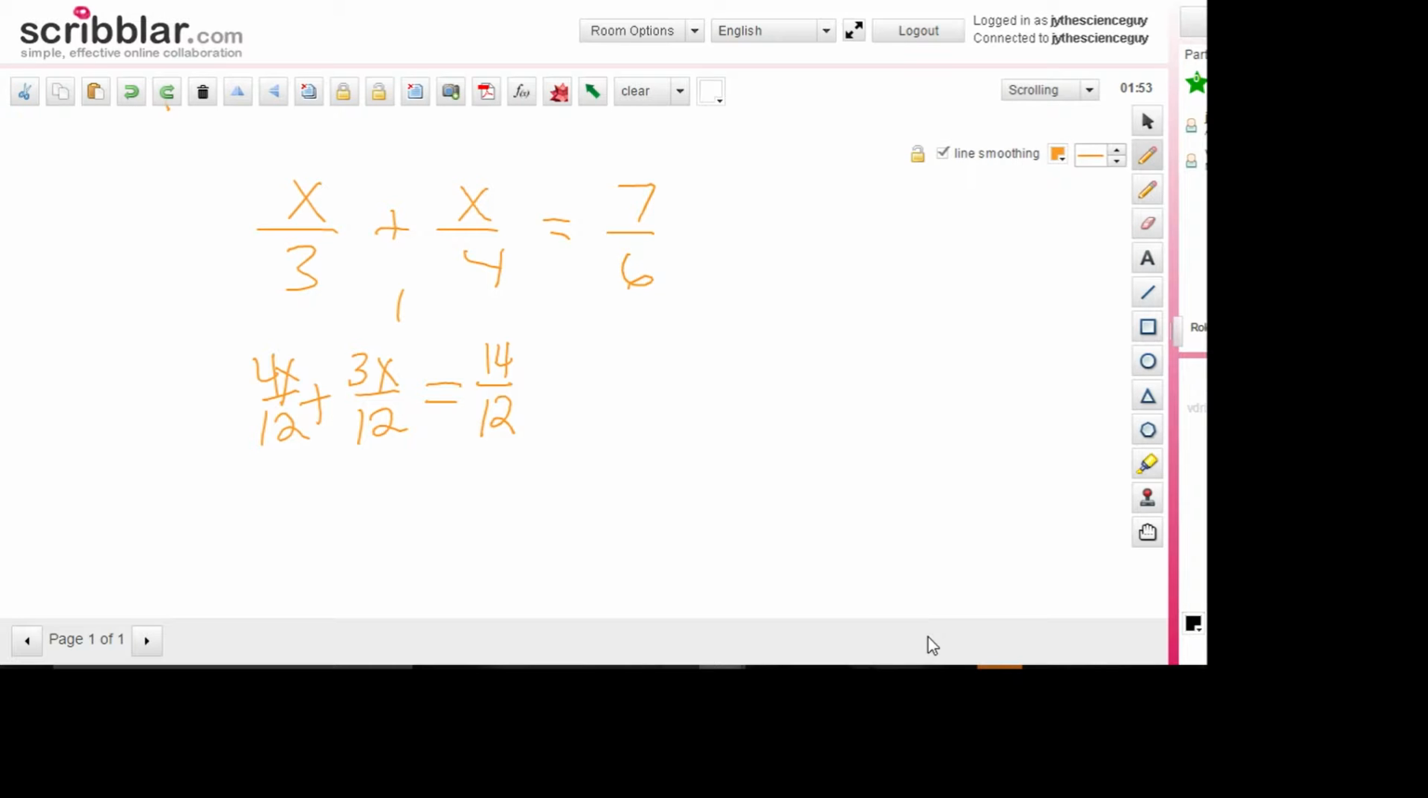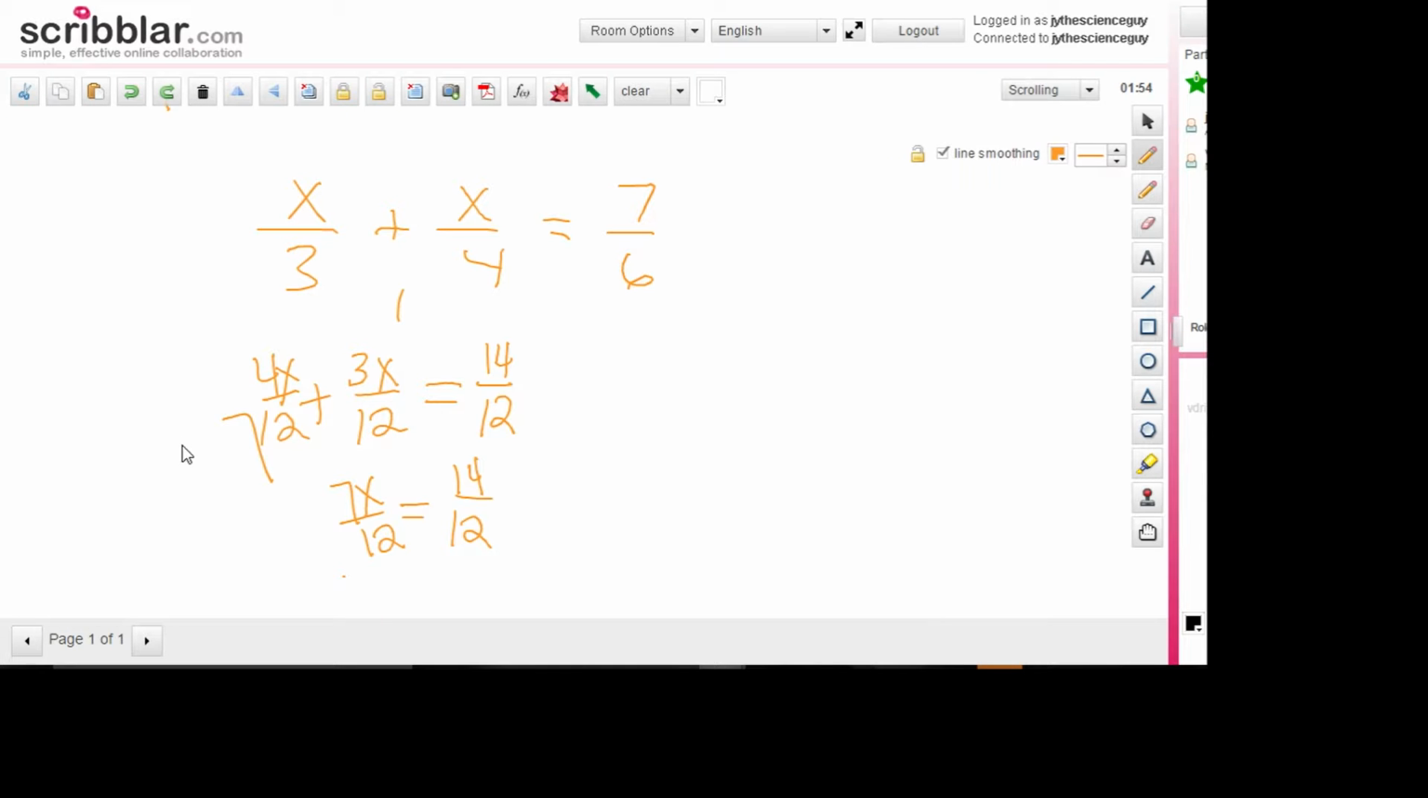Then is this then 7x over 12 equals, should I keep it as 14 over 12? Mm-hmm. And then I don't know if I need to break 14 over 12 down first or if I need to get, I don't know what to do next.